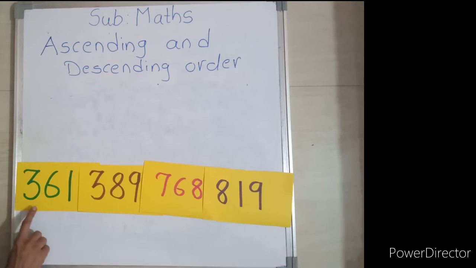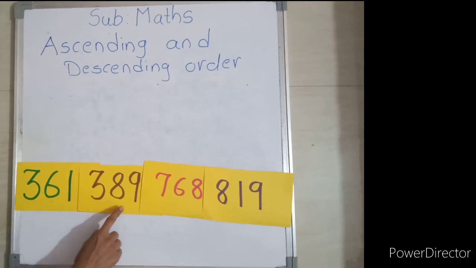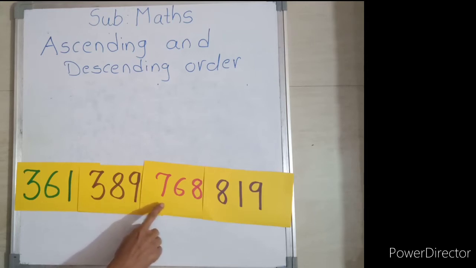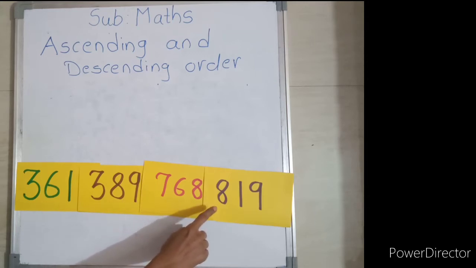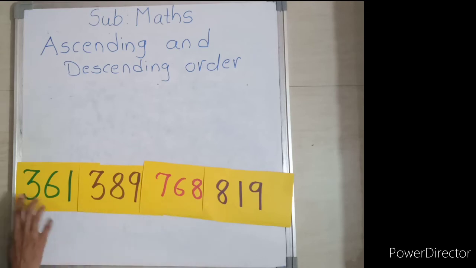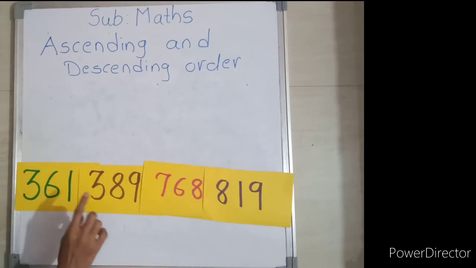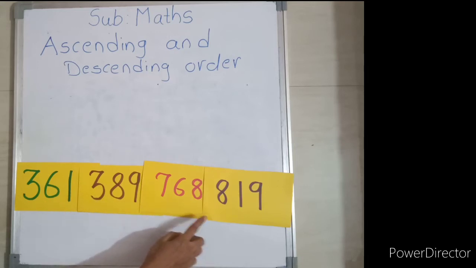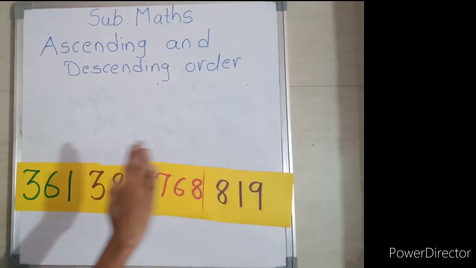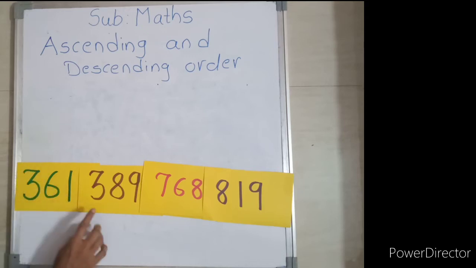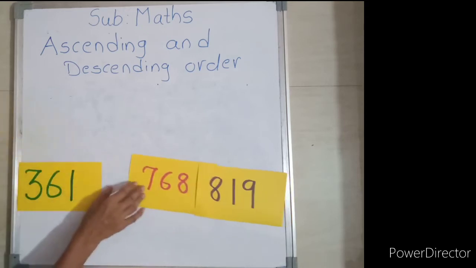So first number is 361, next is 389, next is 768, and after that 819. This is from smaller to bigger. It means it is in ascending order, and if we see from this side, it is from bigger to smaller, so it is in descending order. Again one more example we will see.